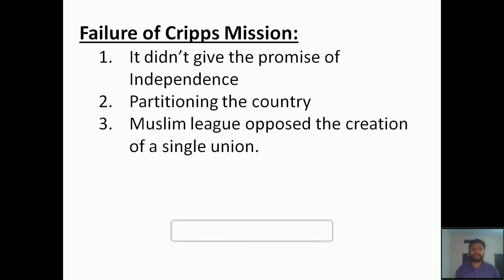And the third one says that the Muslim League opposed the creation of a single union. That means a single country, because they were demanding Pakistan, a separate constituency, a separate dominion status, a separate country. So they opposed the Cripps Mission.